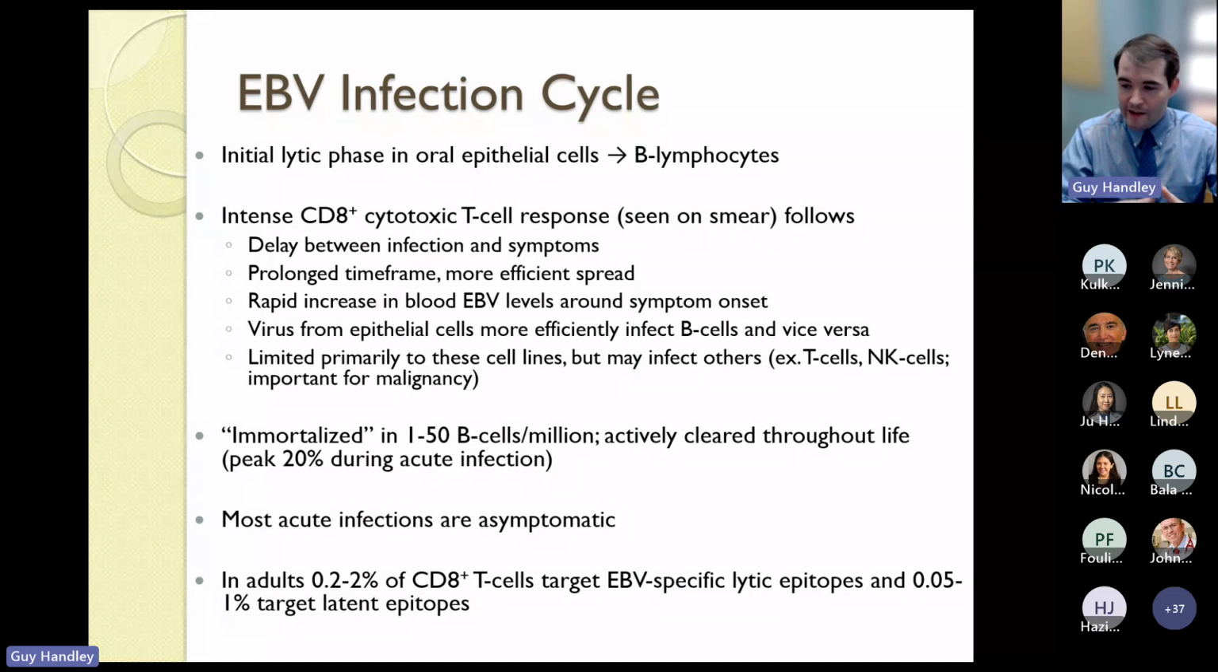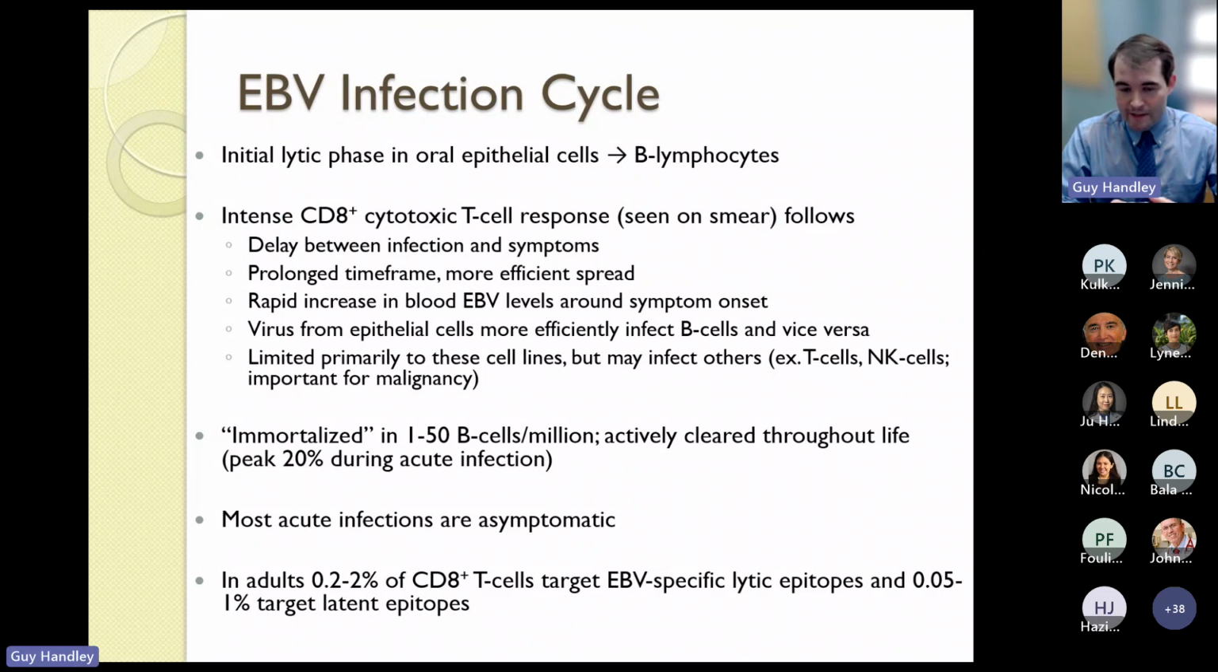Because of that delay, the virus actually can more efficiently spread and infect many B cells, and it really immortalizes itself throughout your life in about 1 to 50 B cells per million, which sounds like a small proportion, but it's actually millions of B cells in your body. During peak infection, 1 out of 5 B cells are actively infected, and so there's a tremendous reservoir that gets established for the rest of your life.